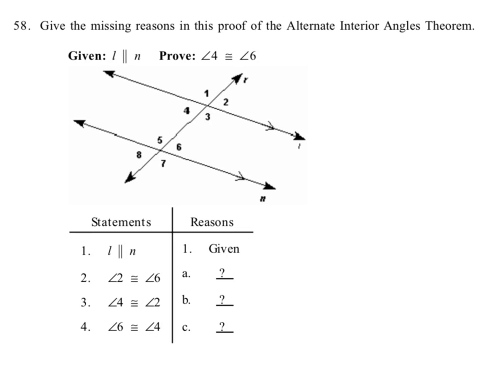Okay, we're filling out the missing justifications for this proof. And it is a proof of the alternate interior angles theorem. Okay, it says we're starting out that L is parallel to N. And let's just highlight it, because why not? Okay, this right here is parallel to this right here.